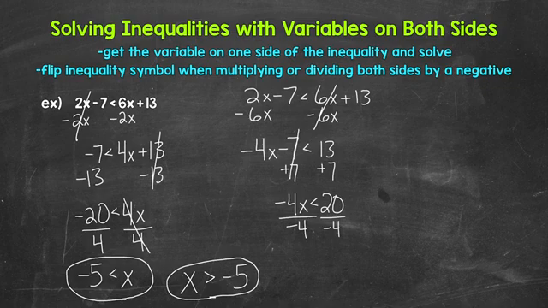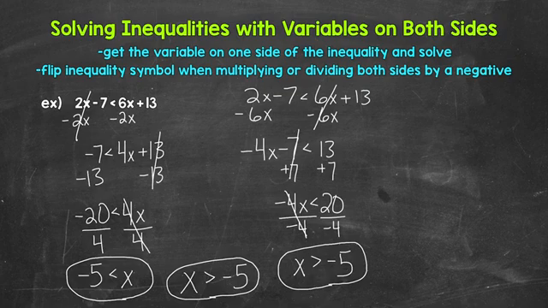Now remember, and this is very important, we are dividing both sides by a negative here. And as soon as we divide both sides by a negative, that inequality symbol flips. So these negative 4s cancel each other out. X is now isolated. The inequality symbol has flipped. And then on the right side, 20 divided by negative 4 gives us negative 5. So we get x is greater than negative 5 that way as well. So we can see either way works. We get the same answer.